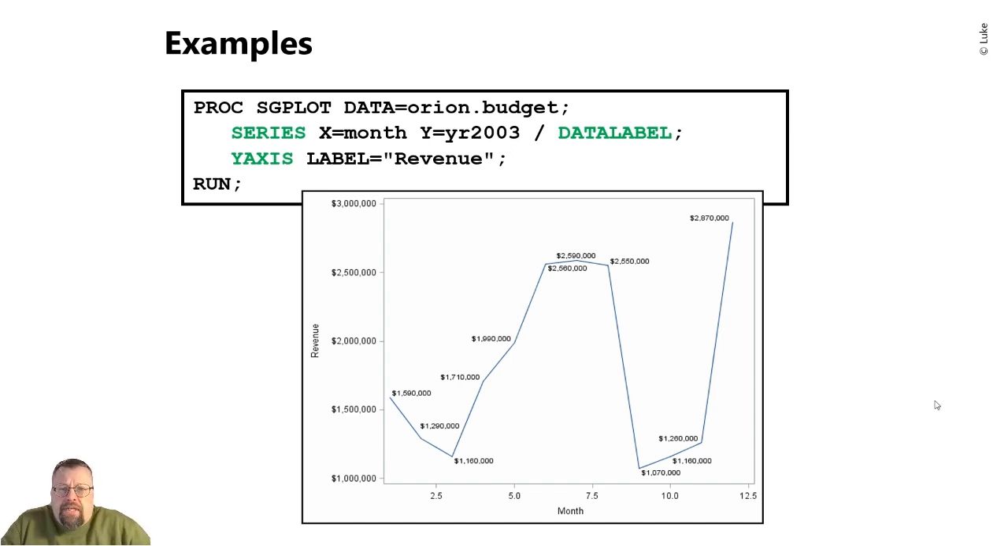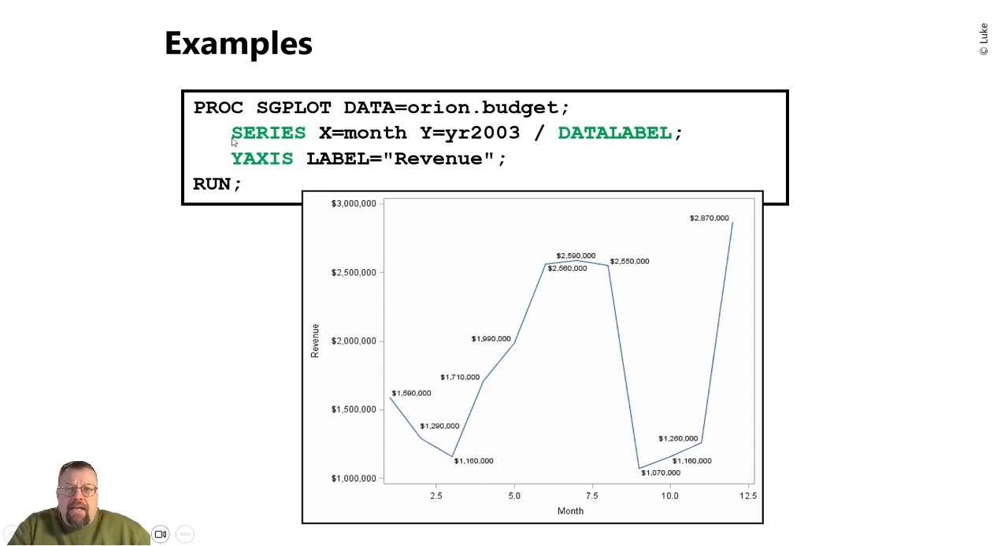Then to examples, first one is this line plot. So in the SGPLOT procedure, we start with proc SGPLOT. Then we define the data set we are using. Here we are assuming that we have a library reference called Orion, and under that Orion we would find a SAS dataset called budget.